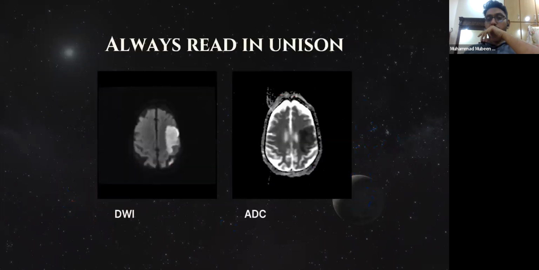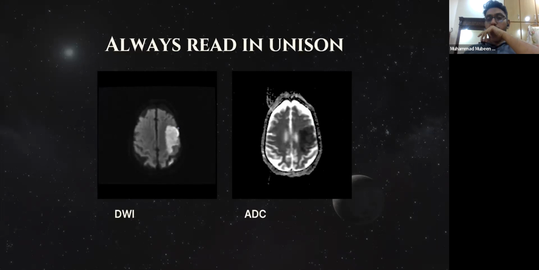These are DWI and ADC images, diffusion weighted and apparent diffusion coefficient images. They are always seen in unison. You won't interpret DWI images alone without seeing an ADC. ADC is basically a quantifiable map of the DWI of that area. You can actually measure the value of diffusion which has occurred in this area, but it's mainly for research purposes, and we mainly rely on the subjective analysis of diffusion restriction, whether it's present or not.